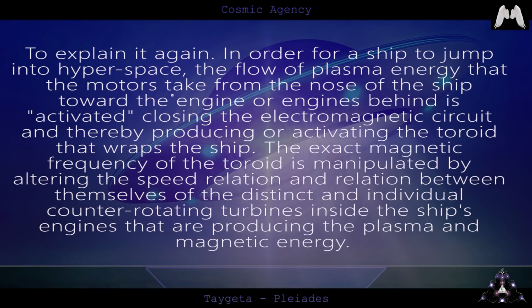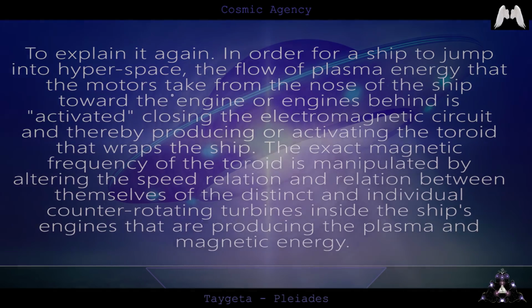To explain it again, in order for a ship to jump into hyperspace, the flow of plasma energy that the motors take from the nose of the ship toward the engine or engines behind is activated, closing the electromagnetic circuit and thereby producing or activating the toroid that wraps the ship. The exact magnetic frequency of the toroid is manipulated by altering the speed relation between the distinct and individual counter-rotating turbines inside the ship's engines that are producing the plasma and magnetic energy.